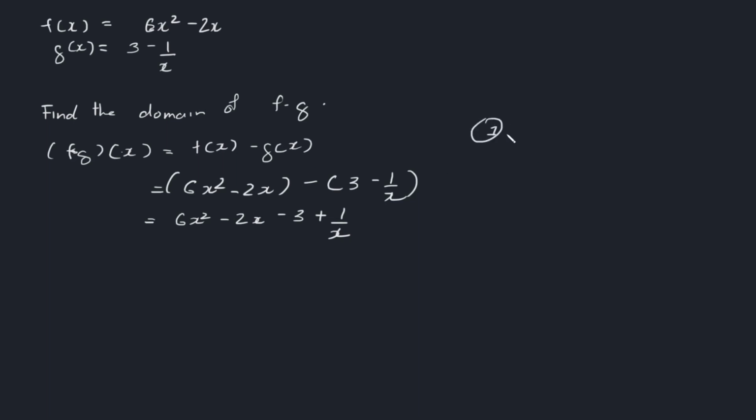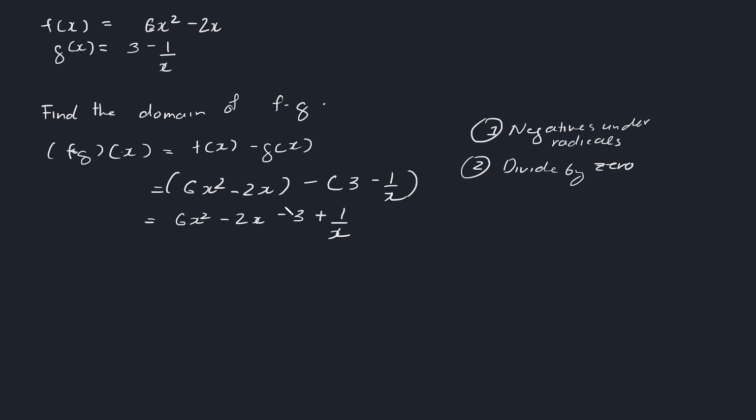So what are the two things we always check for? One is negatives under radicals, and the second one is divide by 0. These are the two things I usually always check for.